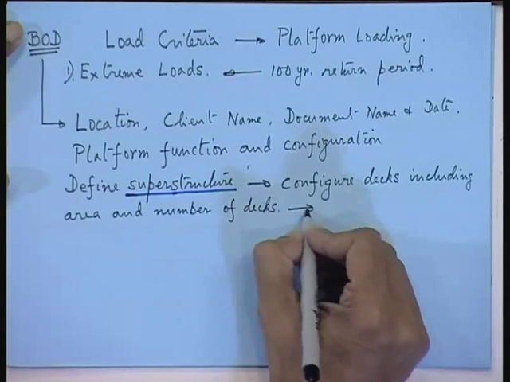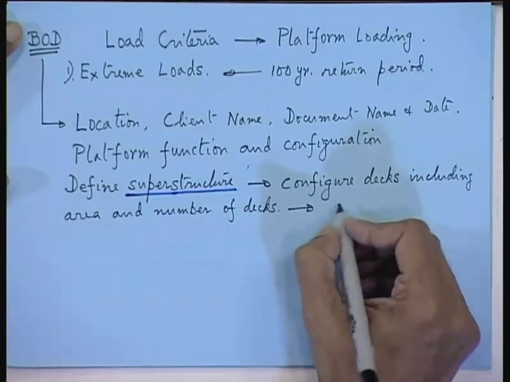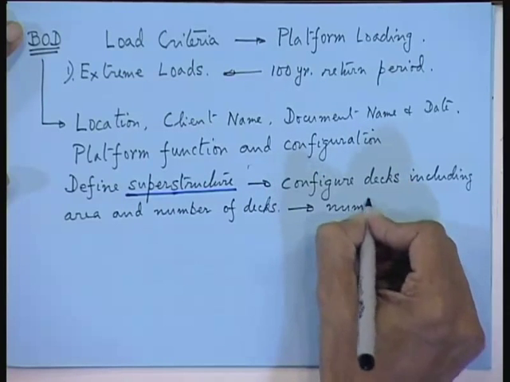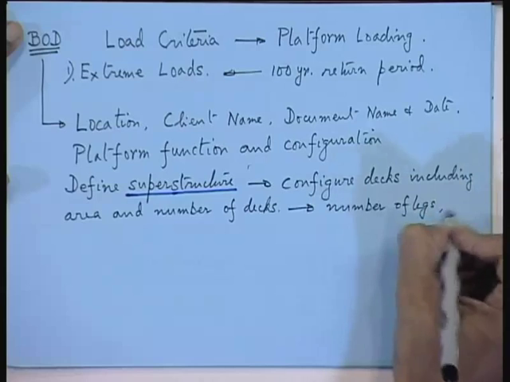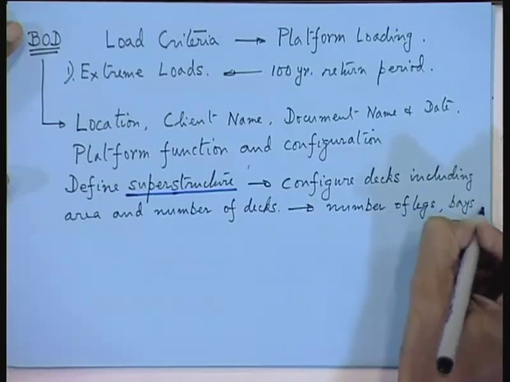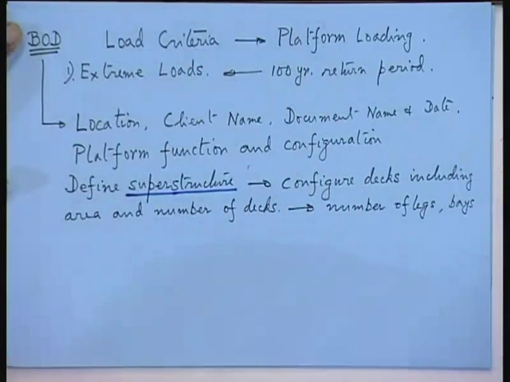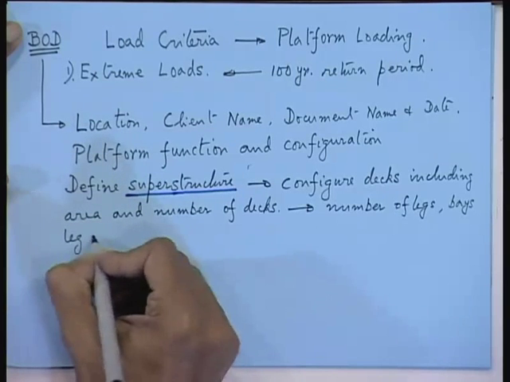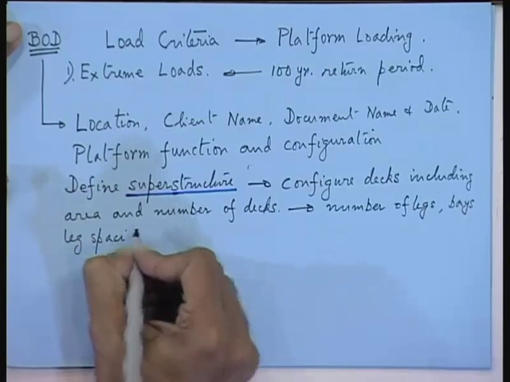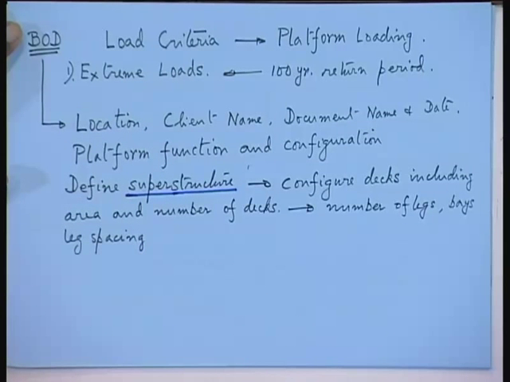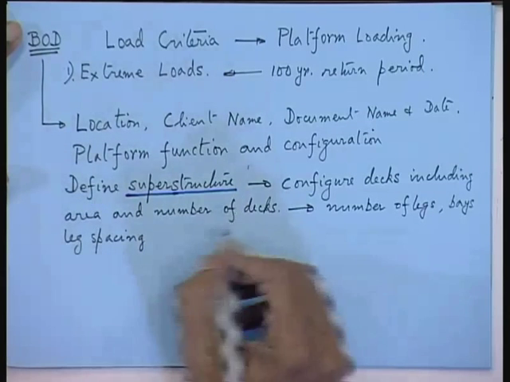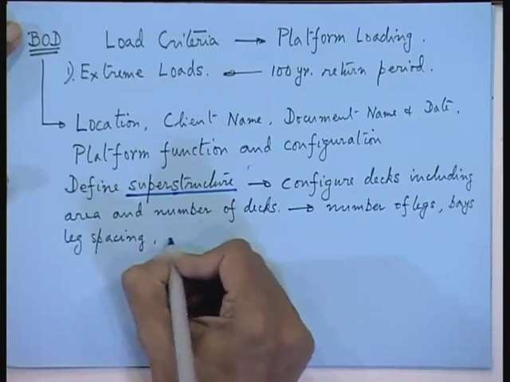Now here actually number of decks, then the deck also has a number of support legs. So these are called number of legs, etc. And these have to be decided. I am not going into details. Number of legs, bays, etc. In civil engineering they call the levels bays, and then leg spacing. So this depends on the floor area, leg spacing. Then the other most prime is the location of wells.